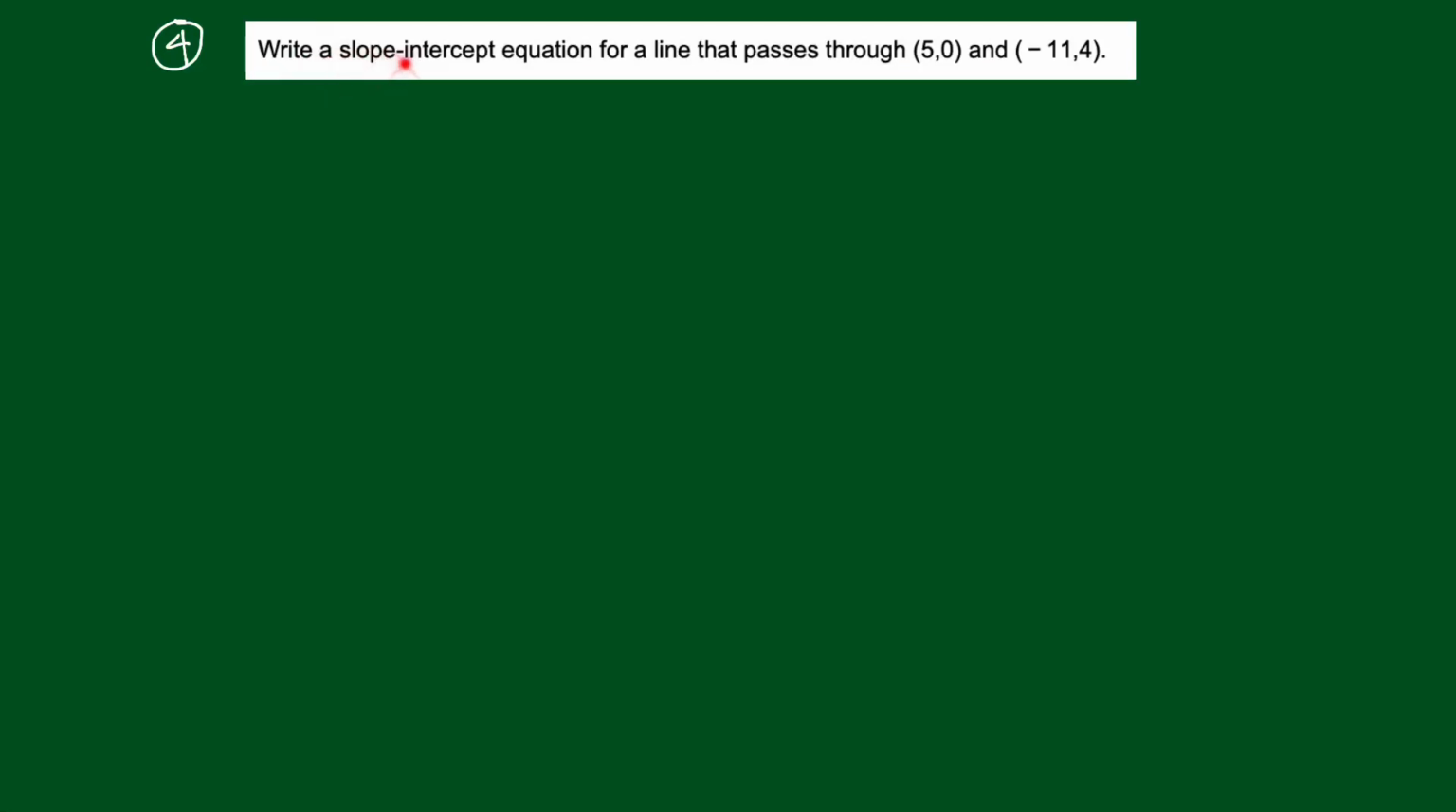Let's find the slope-intercept form. I want to write the slope-intercept form of an equation. Well, there it is. Write the equation. So as soon as I see that, I'm thinking these two templates: y equals mx plus b, the slope-intercept form, and y minus y1 equals m times x minus x1, the point-slope form.